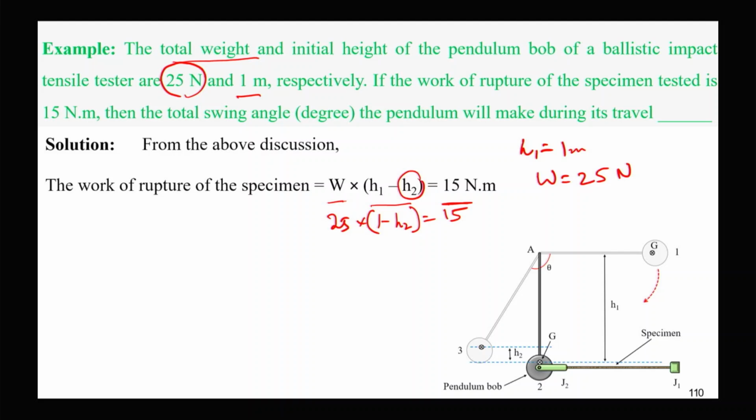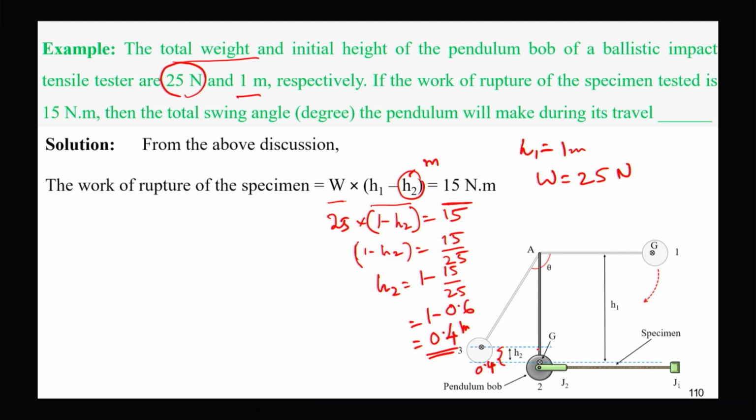Okay, so H2 is in meter. So 1 minus H2 equals 15 by 25, so H2 will be 1 minus 15 by 25. So 1 minus 15 by 25 becomes 0.6, so it will be 0.4. So 0.4 meters. It is reaching up to height 0.4. So 0.4 is the final height.